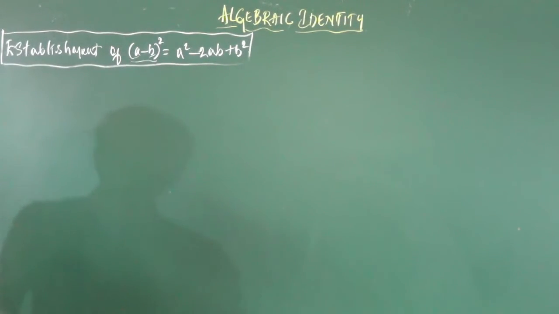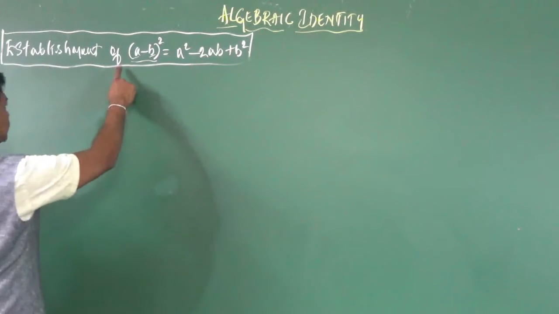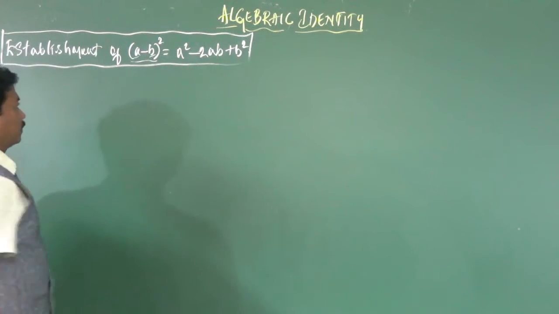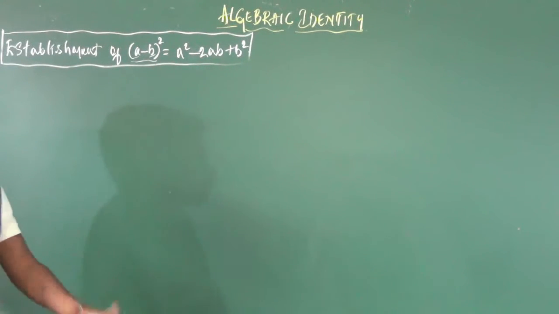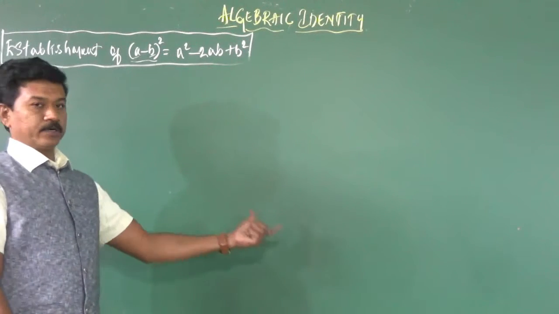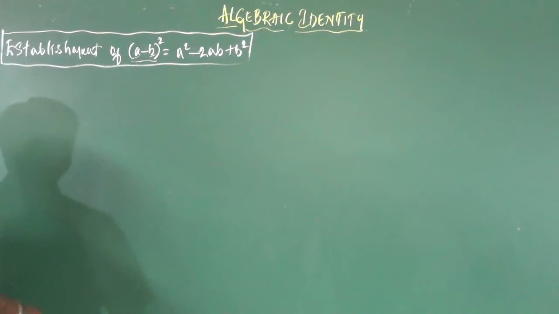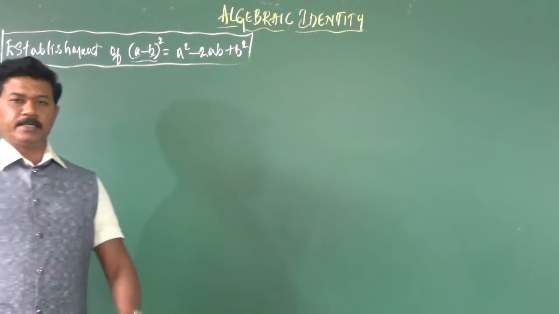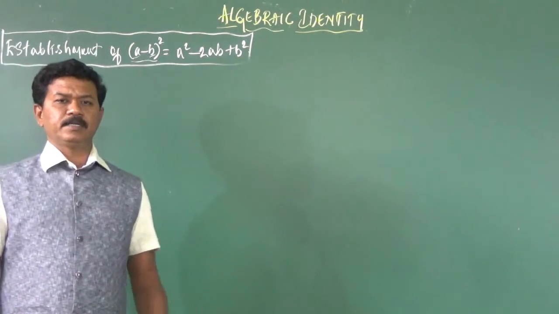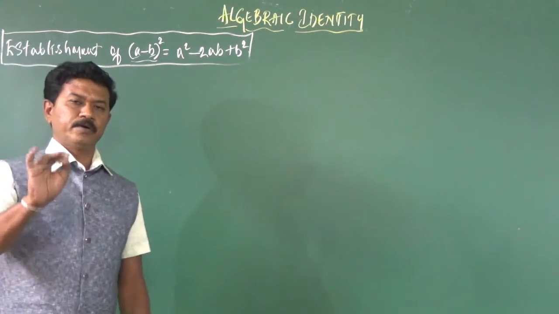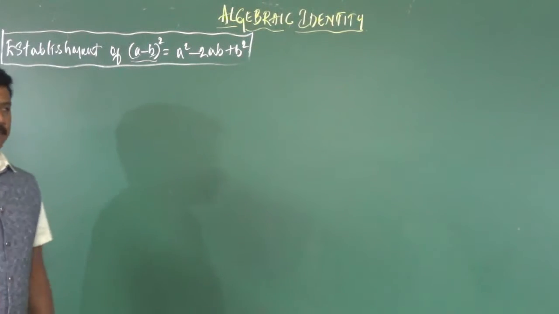Okay. So here we have to establish that (a minus b) whole square is equal to a square minus 2ab plus b square geometrically, and then we will see how we are going to get it. So it's an important derivation. It will not be asked in your examination for any 2 or 3 marks, something like that. It is just for your pure knowledge we are doing this, right?